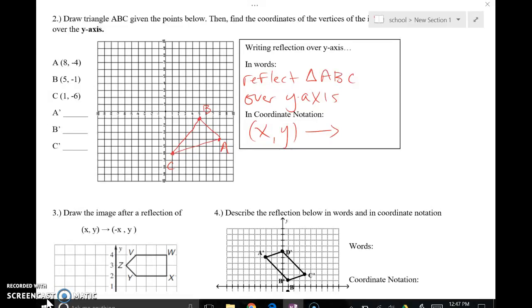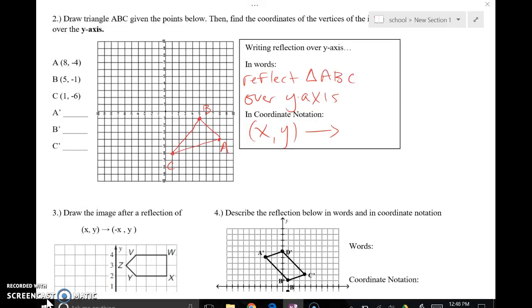Continuing with our theme, we're going to now reflect triangle ABC over the y-axis. Now our y-axis is a vertical line. x equals 0 is the equation for that vertical line. So this is going to be a horizontal flip, so I'm flipping from right to left. Everything that's to the right of the y-axis is now going to be to the left.